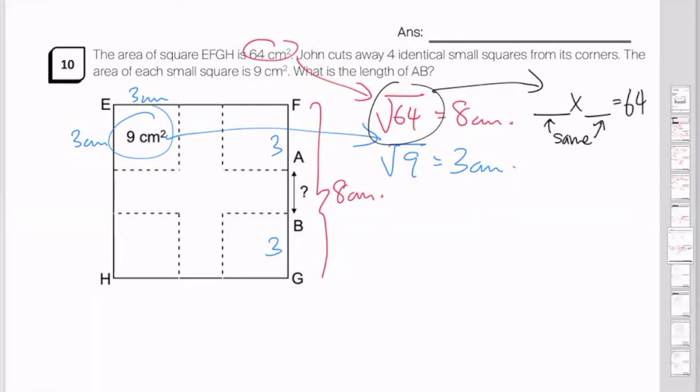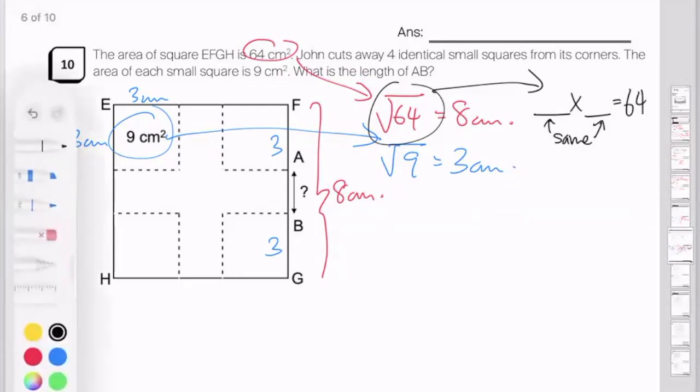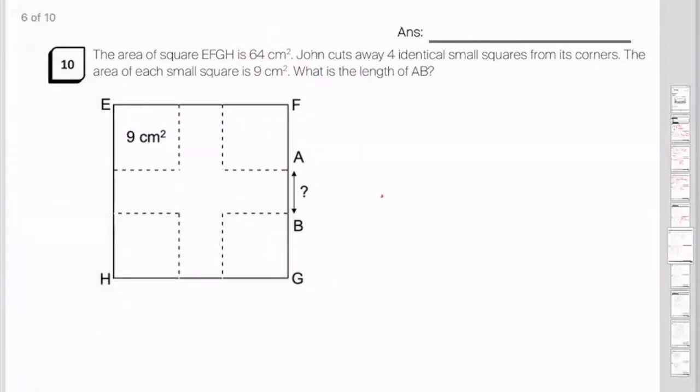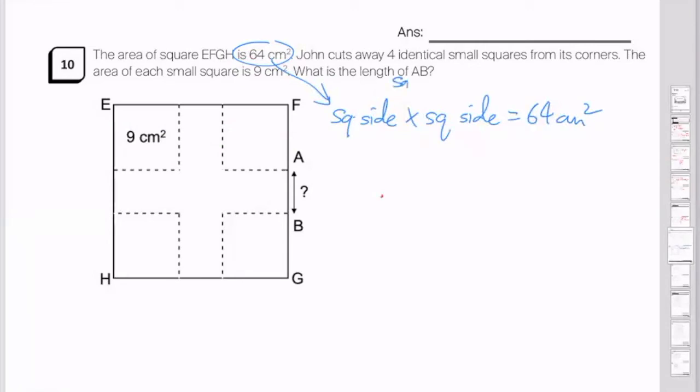Lincoln, so explain again. Okay, so if I don't use square root, the other way is just to do it in the most basic form. So if I were to erase everything, okay, you know that EFGH is 64. So you know that from here, your square side times your square side must be equal to 64 square cm. So you also know that it must be the same number for both square sides, because for any square side, the length must be the same. So square side times square side must be 64.